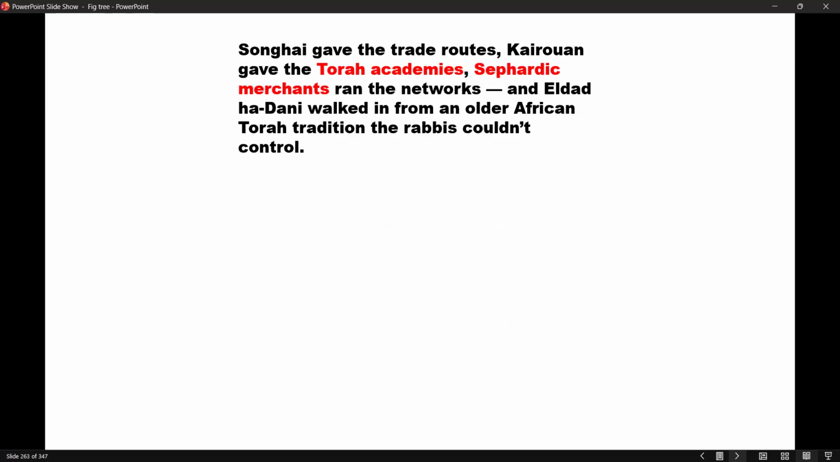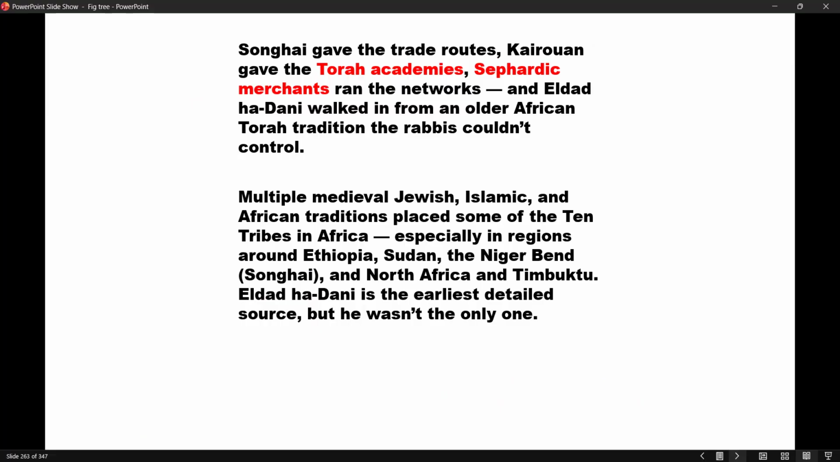Songhai gave the trade routes, Cameroon gave the Torah academies, Sephardic merchants ran the network. It's just that simple. And Eldad Hadani walked in from an older African Torah tradition the rabbis couldn't control. Multiple medieval Jewish, Islamic, and African traditions placed some of the 10 tribes in Africa.